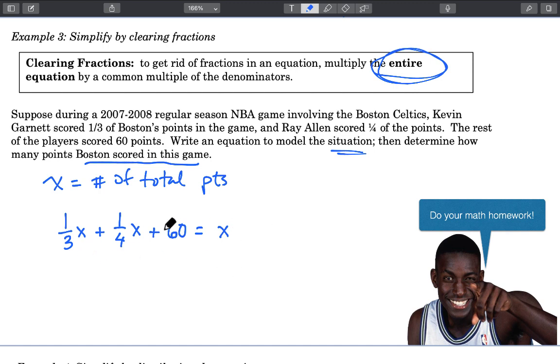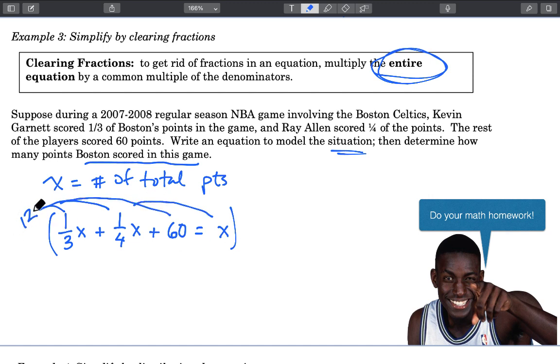So here's this gnarly equation with some fractions in it. People don't typically like to deal with fractions, so what we're going to do is clear that fraction out by multiplying through the entire equation by a common multiple of those denominators. So if I look at 3 and 4, the smallest common multiple there would be 12. So I'm going to multiply or distribute 12 to each term of that equation.